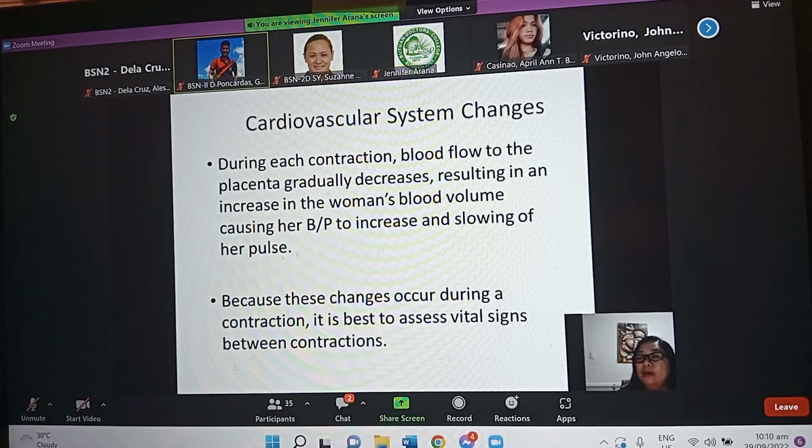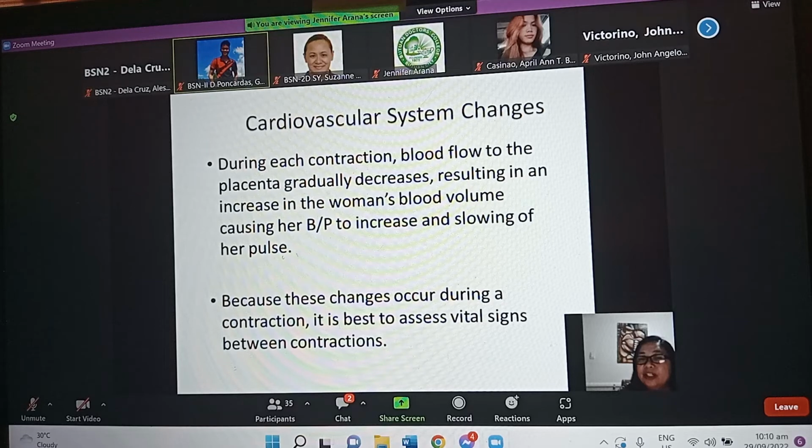Okay? So, kada mo contract ang uterus, pasabot ana niya, ang mahitabo ana niya, ang pag-flow sa blood ngadto sa placenta niya will decrease. So, gamay ra blood flow sa infant or sa fetus, pero ang blood volume sa mama mo increase. That's why mo taas yung BP kada contract sa uterus. Mo slow po yung pulse kada contract sa uterus.